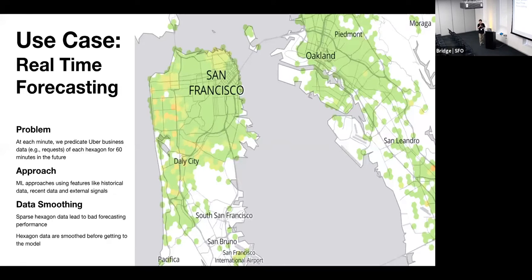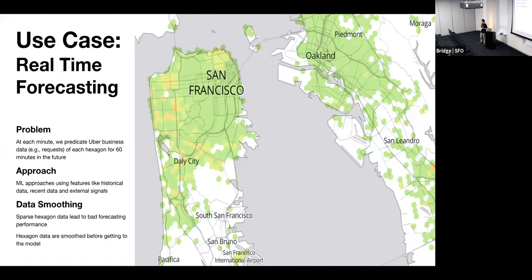Some common features we can use are the historical data of the Hexagon, for example, what happened in the last few weeks for this Hexagon. We also want to use the recent data, let's say the last 60 minutes: how many trips, how much demand, how much supply in this Hexagon. Besides that, we also want to consider some external signals. For example, maybe there are some events in this Hexagon. Maybe today is a holiday. Maybe there is bad weather like rain or a snowstorm, etc. So the basic idea is that we want to use all this data to build and train our model to do the prediction.